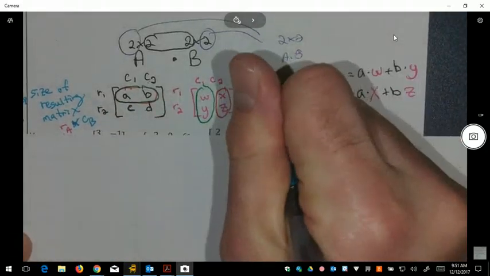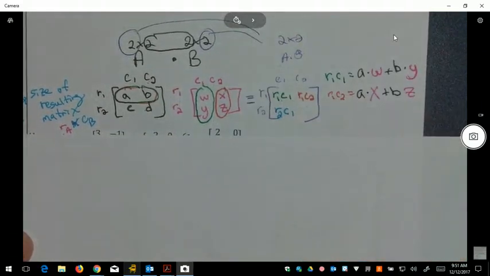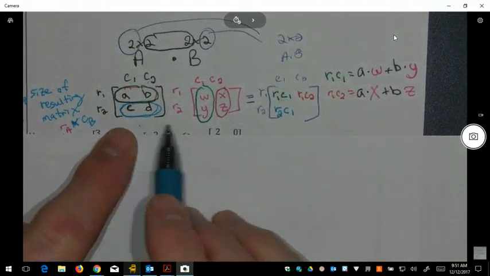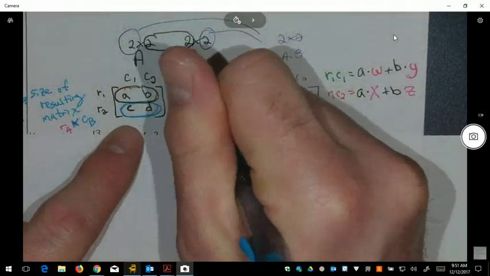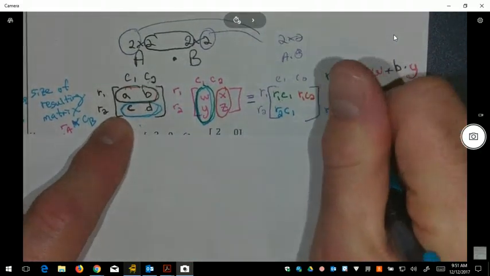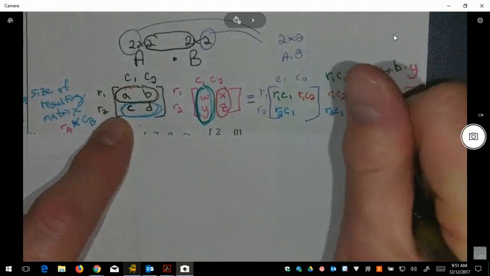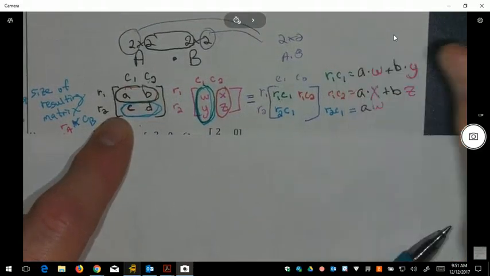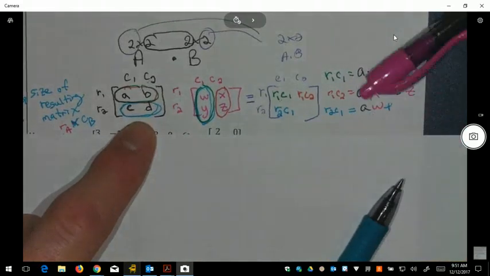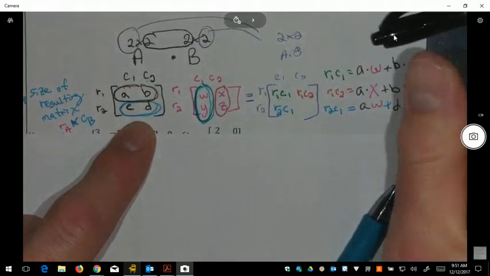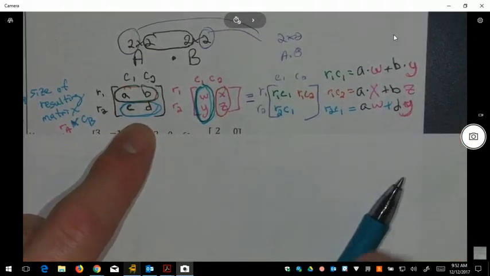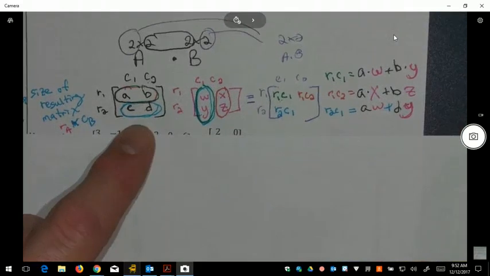Our next element is in the position row 2, column 1. So now I'm going to take row 2 of matrix A, column 1 of matrix B. So that would be C times W plus D times Y. Questions on where those are coming from?